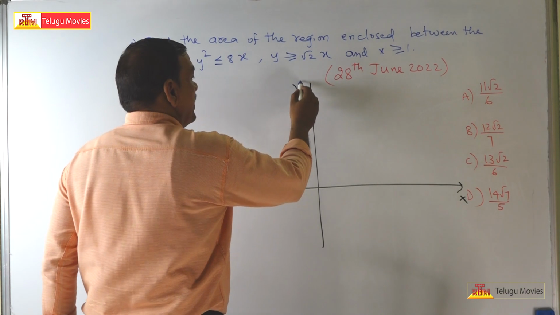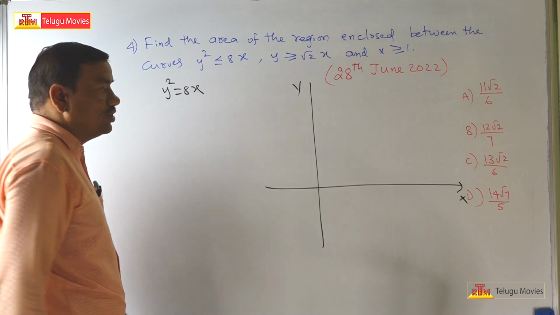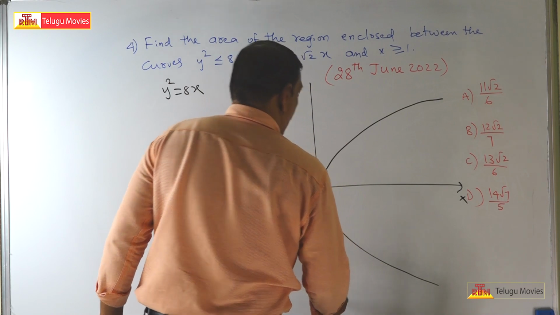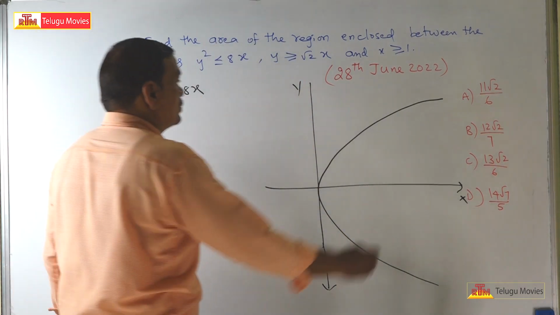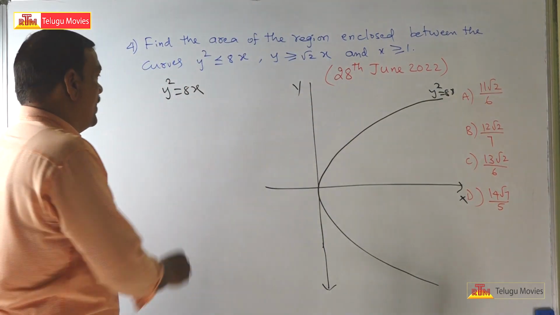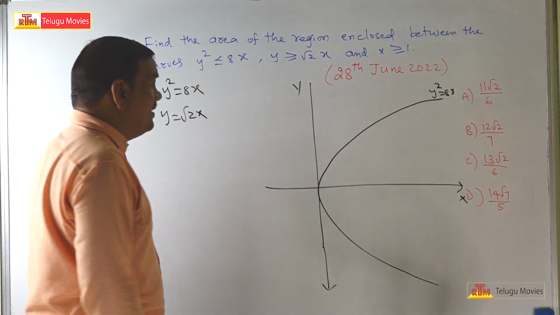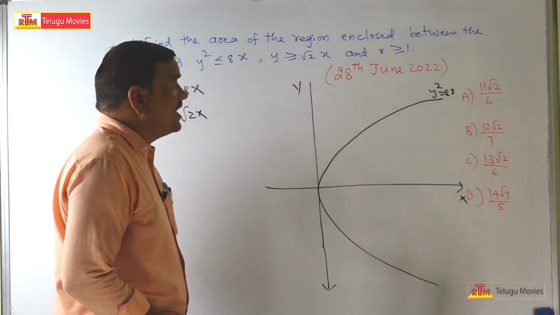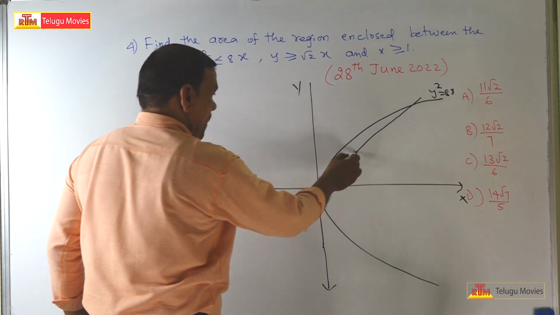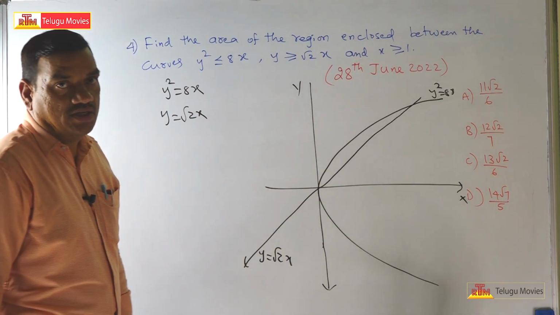So I am drawing the x axis and y axis. First of all, y² = 8x is a parabola, so this is the parabola. Then y = √2x is a straight line passing through the origin and lies entirely in the first and third quadrants. So this is y = √2x, a straight line.